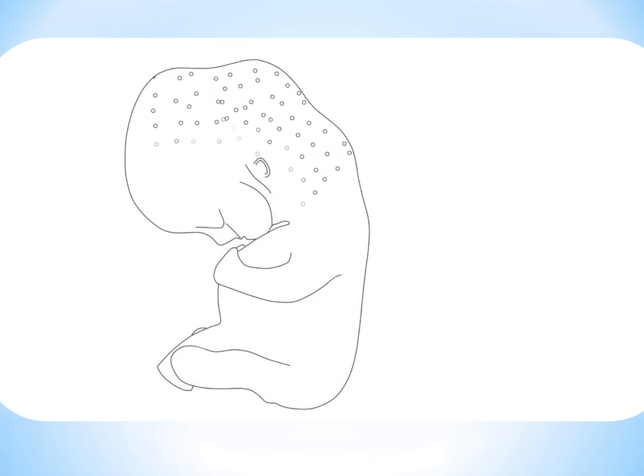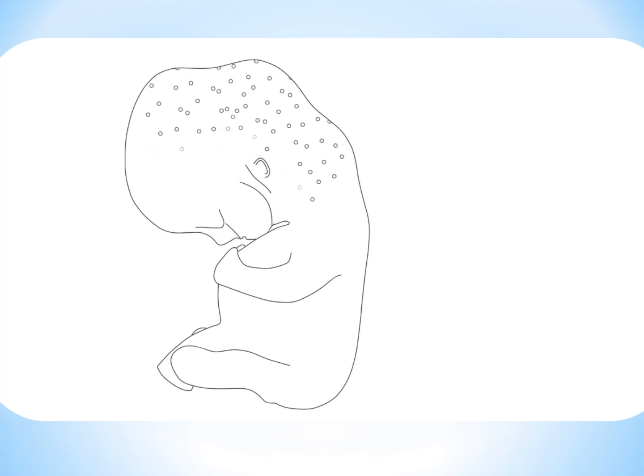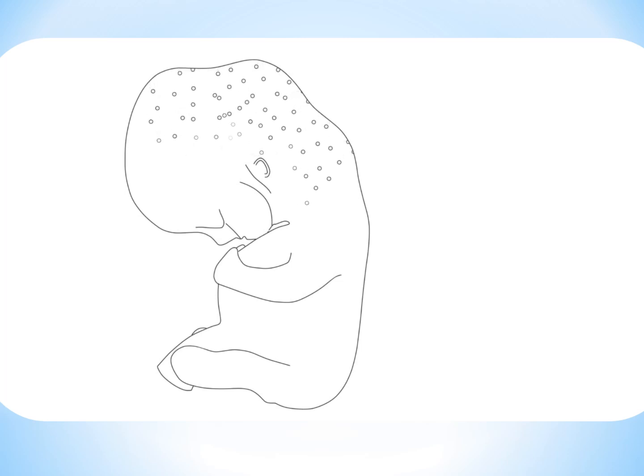Aberrations in the formation or behavior of these cranial neural crest cells are the main causes of abnormalities of the head and face.